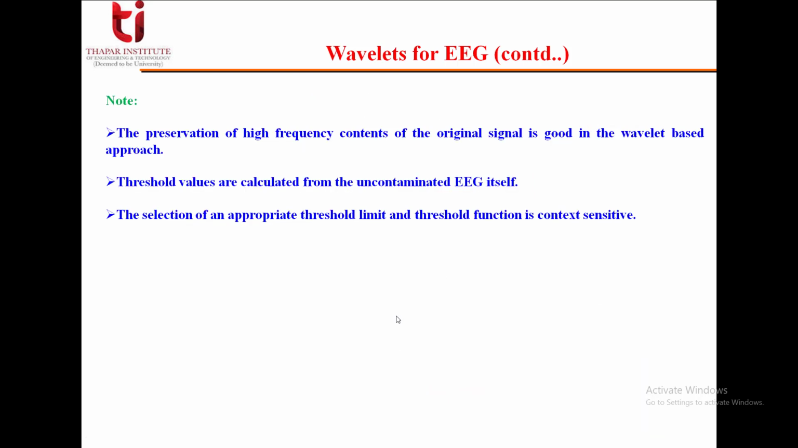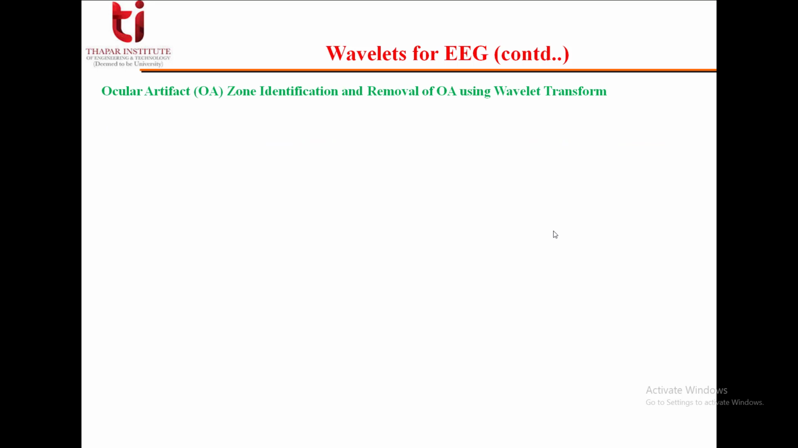Now we have to note that the preservation of high frequency contents of the original signal is good in the wavelet based approach. The threshold values are calculated from the uncontaminated EEG itself, and the selection of an appropriate threshold limit and threshold function is context sensitive. We'll see another area where we can use the wavelets.